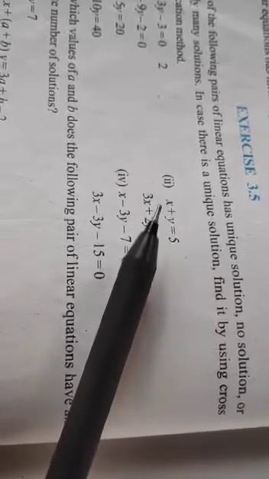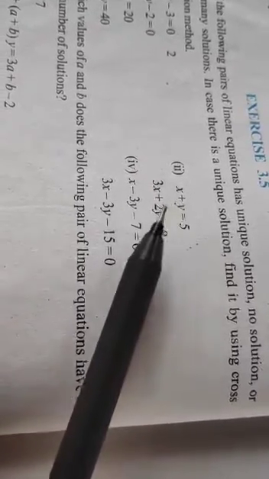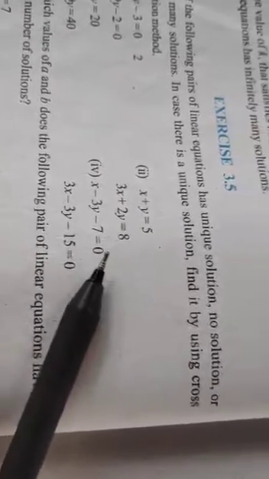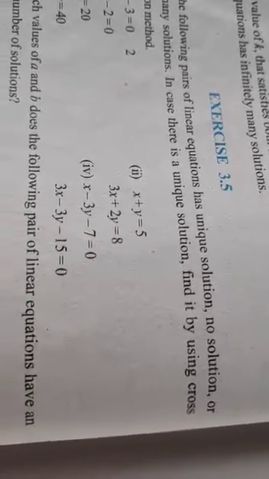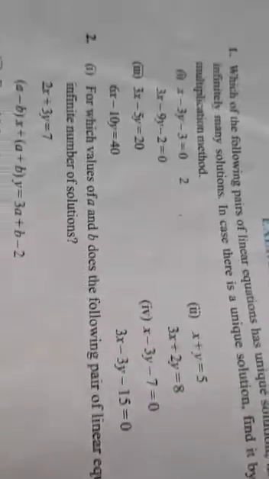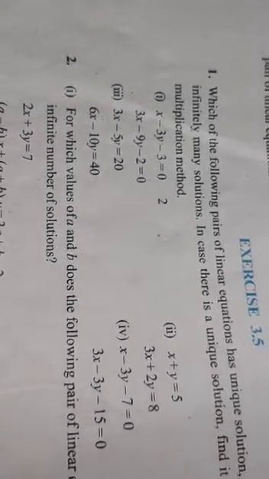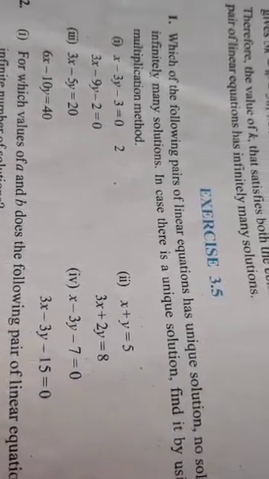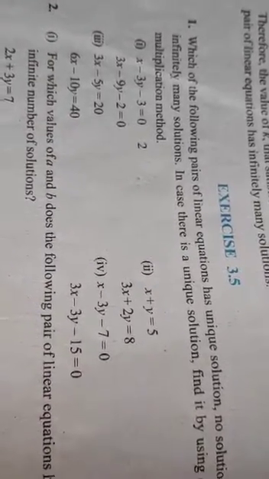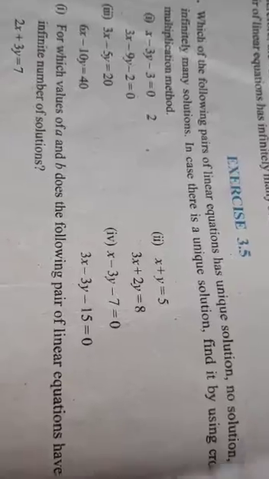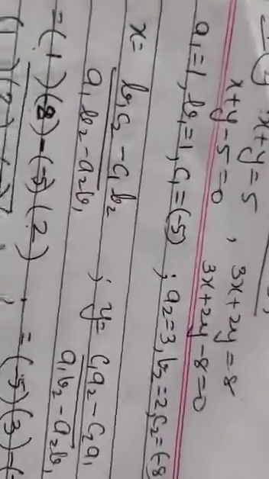So in this sum, you find that a1 upon a2 is not equal to b1 upon b2, which is not equal to c1 upon c2. All three are different from each other. In that case, you will have a unique solution. Got it? Similarly, can you find out the third and the fourth one accordingly? Here I have solved two different sums of this particular section. Let us see those sums.